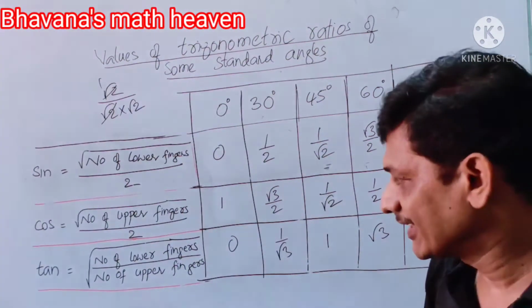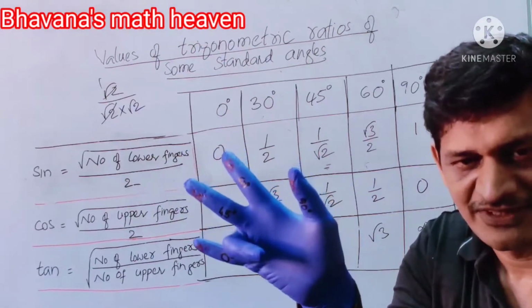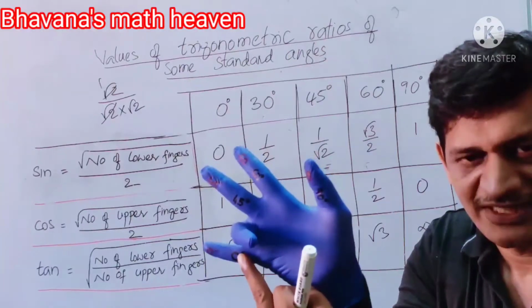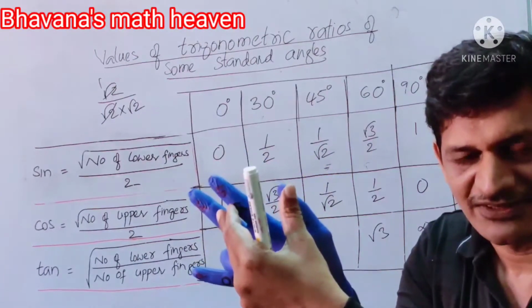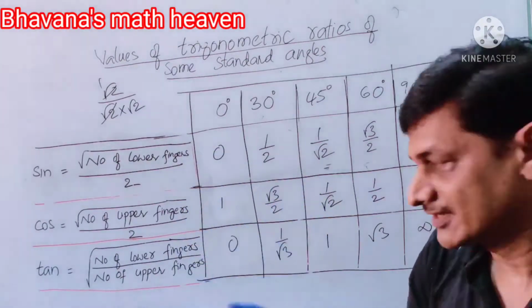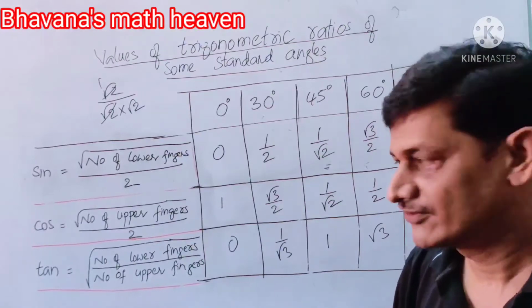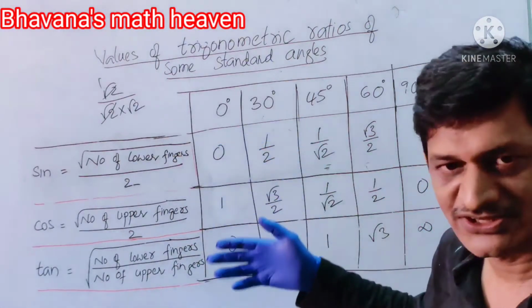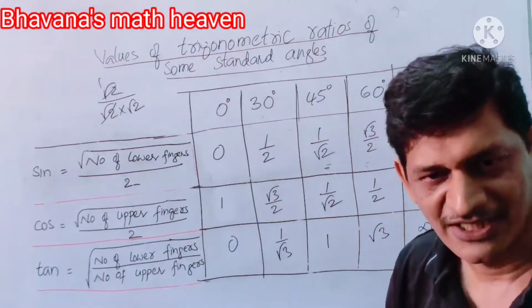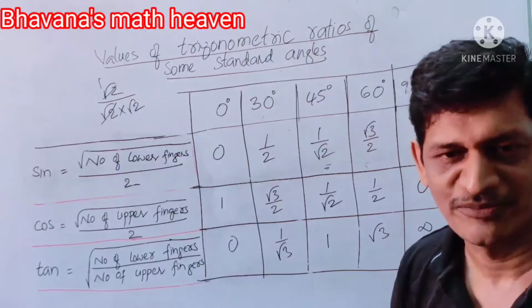If we want to find tan 30 by using this technique, fold the 30 degrees finger, that is the ring finger, and at the bottom of this ring finger only 1 finger is there, and in the upwards 3 fingers are there. Now find their root. Root 1 value is 1 and root 3 is itself, that is 1 by root 3. So this is a simple way to find sine, cos, tan values using this hand trick. Got it? Now I am going to explain one more technique to remember these values.